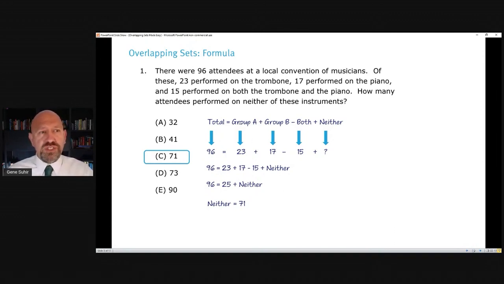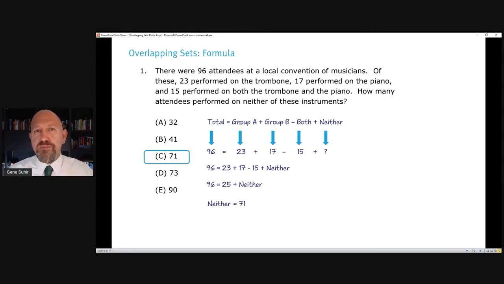So you walk around and you say, hey, trombone people, raise your hands. And they raise their hands and you count them up. Say, okay, there's 23 of you. Put your hands down. Then you go count the piano people. You say, piano people, raise your hands, and they raise their hands, and you count them up and say, okay, there's 17 of you. Put your hands down.